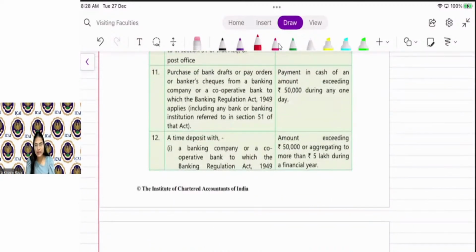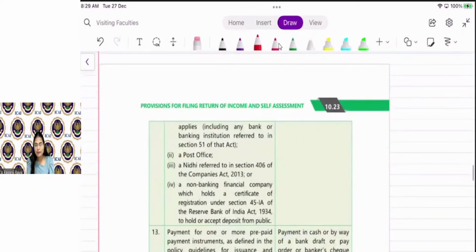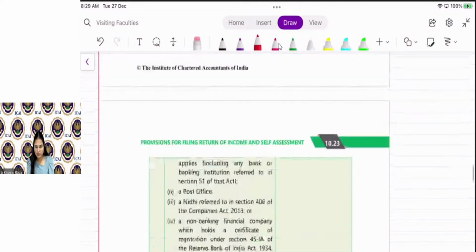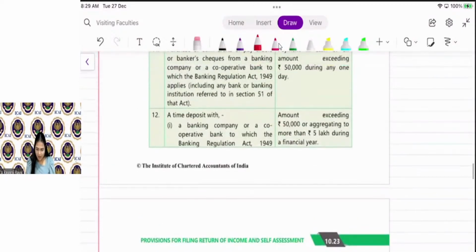A time deposit with a banking company or cooperative society to which the Banking Regulation Act applies, post office, Nidhi companies, non-banking financial company which holds a certificate of registration under Section 45-IA of the RBI Act to hold or accept deposits from the public. Amount exceeding 50,000 or aggregating to more than 5 lakh during a financial year. So if you are making a bank deposit, fixed deposit, or recurring deposit, you have to provide your PAN to the bank.